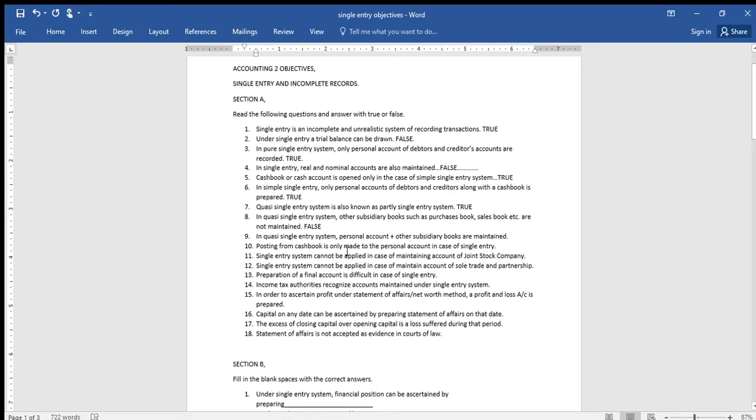Then for number 9, in quasi single entry system, personal account plus other subsidiary books are maintained. Personal accounts of debtors and creditors and other subsidiary books are maintained. So the answer is true. Then number 10, posting from cash book is only made to a personal account in case of single entry. Yeah, the answer is true.